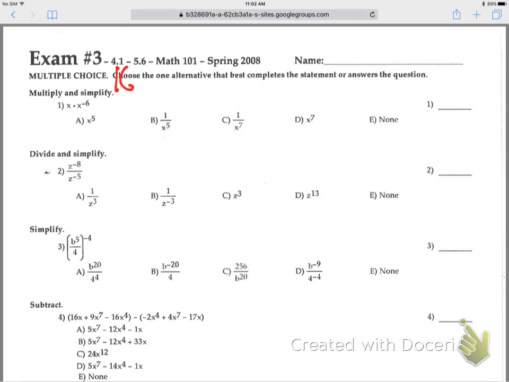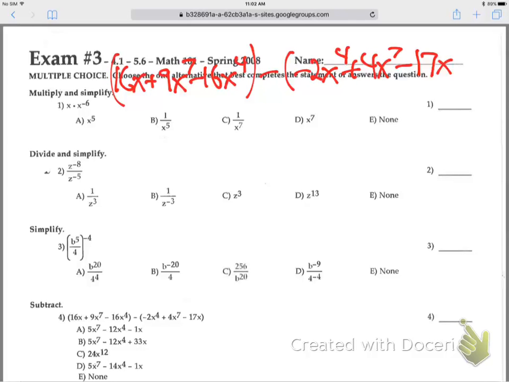So 16x plus 9x to the 7th minus 16x to the 4th minus negative 2x to the 4th minus 4x to the 7th. Next, here we go. All right.